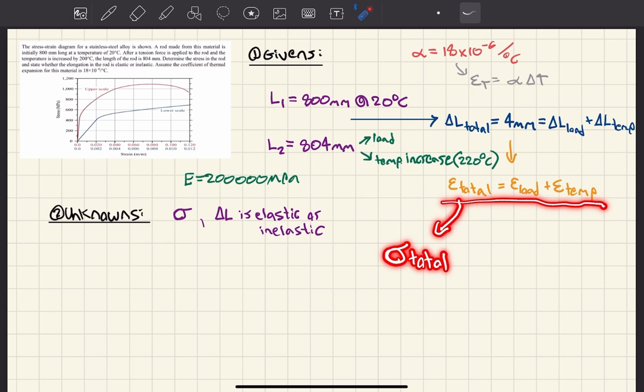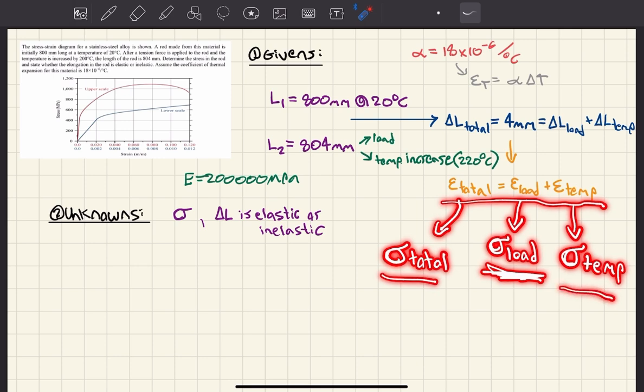Acting on my rod, right? I'm going to have a total stress acting on my rod. I'm going to have a stress on my rod due to the load, and I'm going to have a stress on my rod due to the temperature increase, right? I can deal with all three of these stresses. I can find each one separately. The one that needs the most calculations and actually needs you to think, basically, is finding the stress due to the load. Why do I say that?